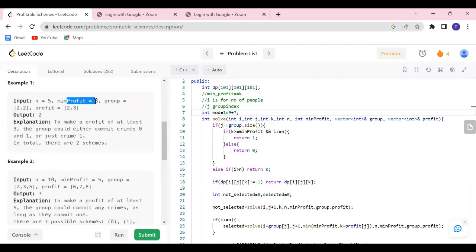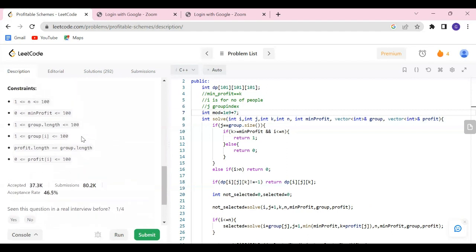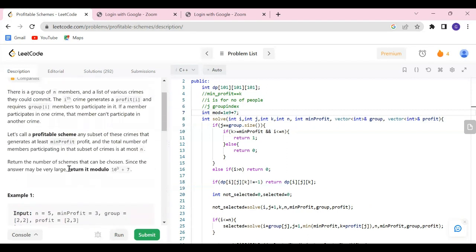So overall, if you draw the recursion tree of this question, you'll understand that it is quite a variation of the 0/1 knapsack problem, and quite equivalent to that only. For every group of members you have a possibility whether to take or not to take. And we have been told here that we have to return our answer modulo 10 raised to 9 plus 7, because the answer may be very large.